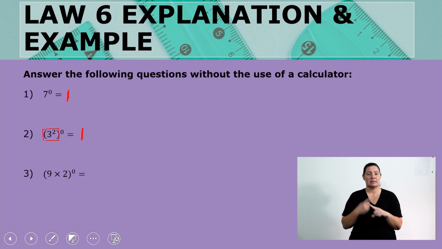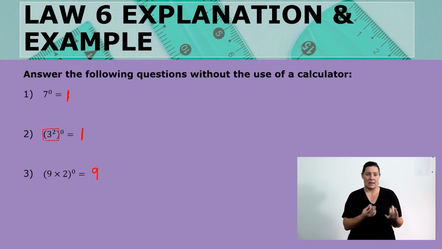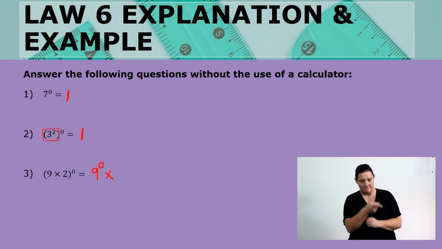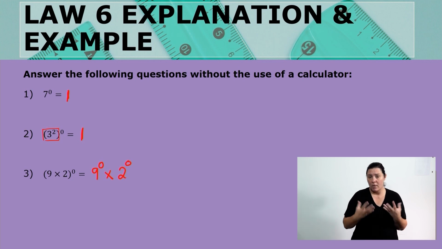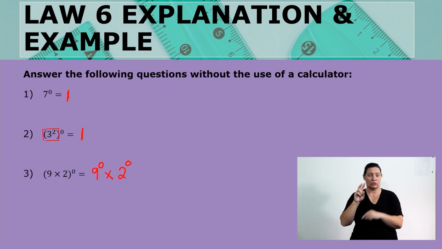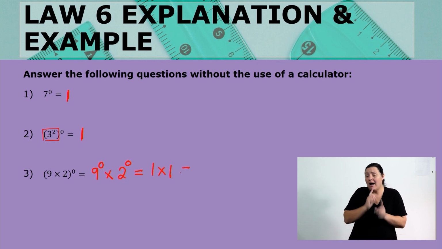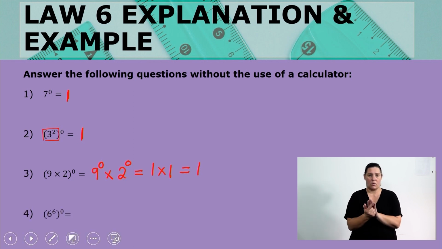We have 9 multiplied by 2 raised to the exponent 0. So you can apply the law that speaks about having a product raised to an exponent. Remember, each factor is going to get that exponent. So we have 9 to the exponent 0 multiplied by 2 to the exponent 0. That simply gives us an answer of 1 multiplied by 1. And our final answer is still 1, to show that these laws mean the same thing or they work together.